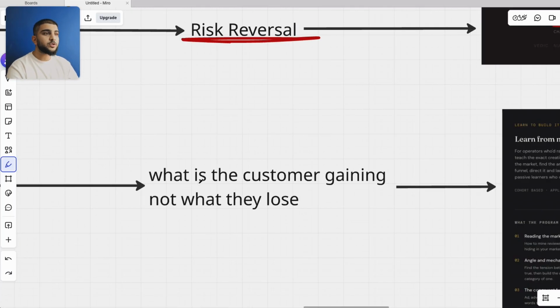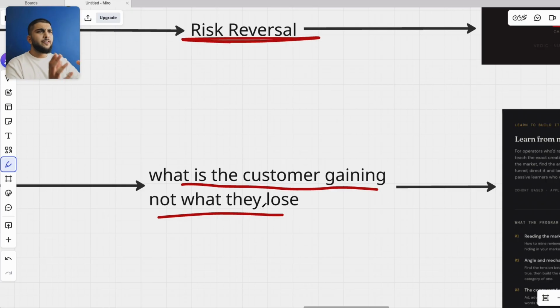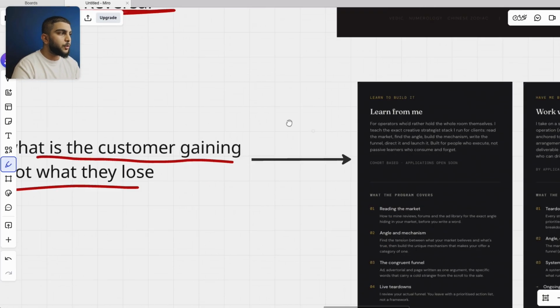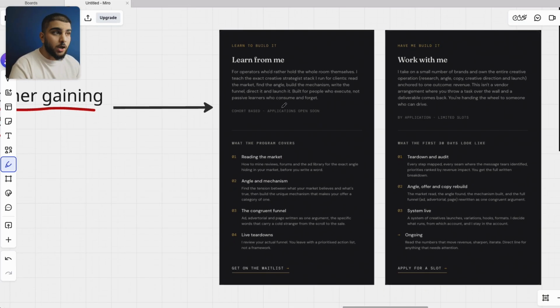The next thing we're going to focus on is talking about what the customer is gaining and not what they are losing. They are going to be spending their money. So you don't want to just say, oh, you get $5,000 worth of value for $500. No, you want to tell them what they're gaining in actual value, not just monetary. So we're going to look at some cards on my page.